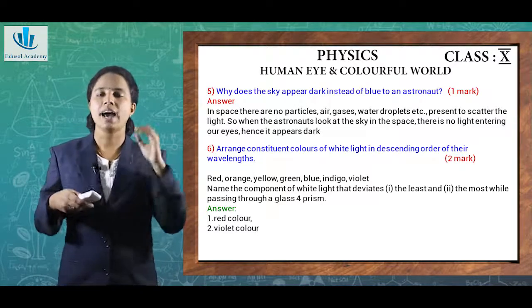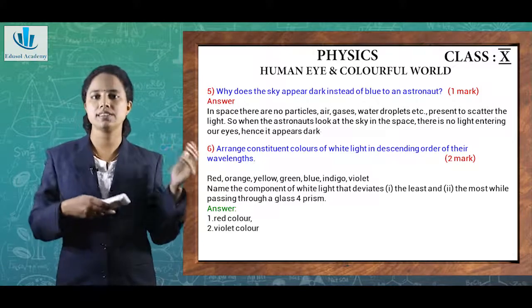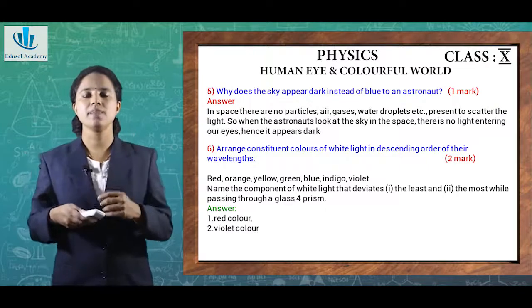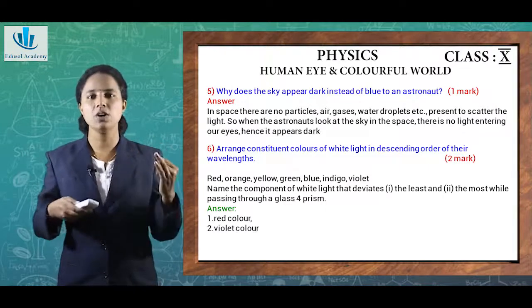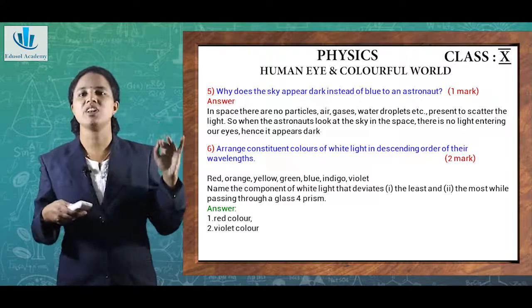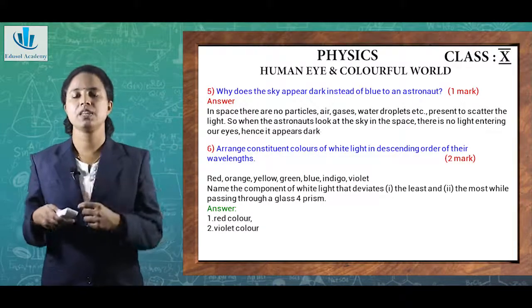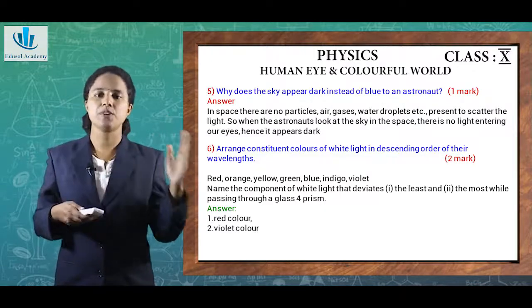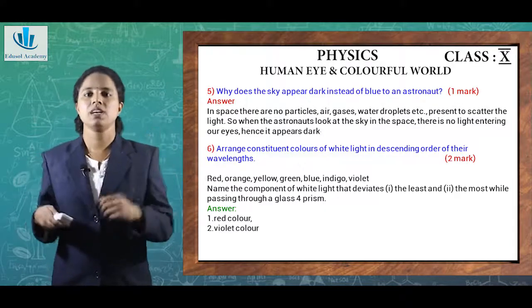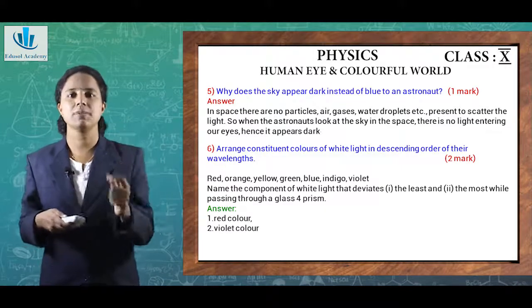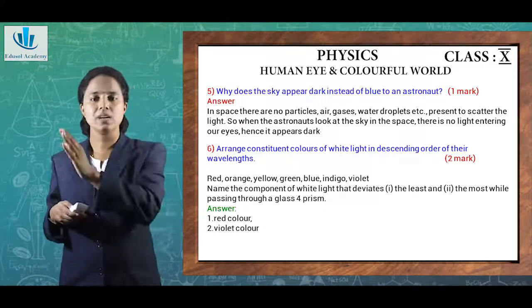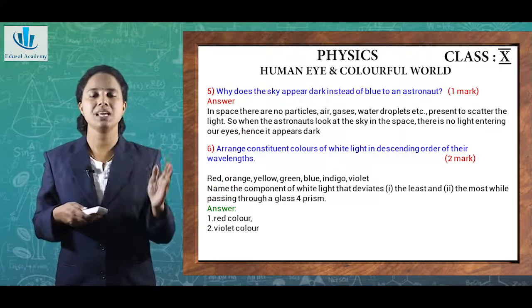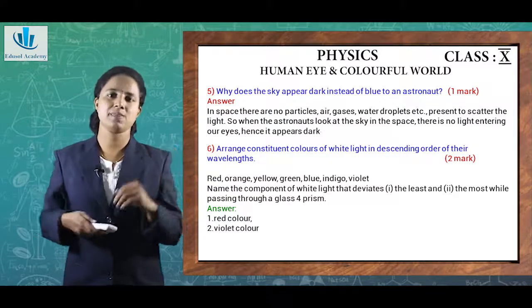Next question: arrange the constituent colors of white light in the descending order of their wavelength. We know that the constituent colors of white light are VIBGYOR: violet, indigo, blue, green, yellow, orange and red. That is the seven colors. Violet has the least wavelength and red has the highest wavelength. Since it is asked to arrange them in descending order, from red we arrange them to violet. So, red, orange, yellow, green, blue, indigo and violet.